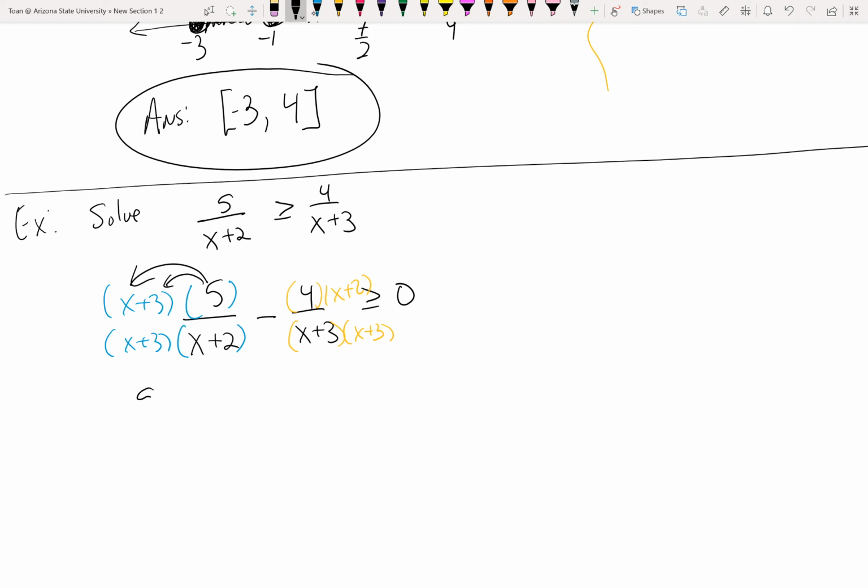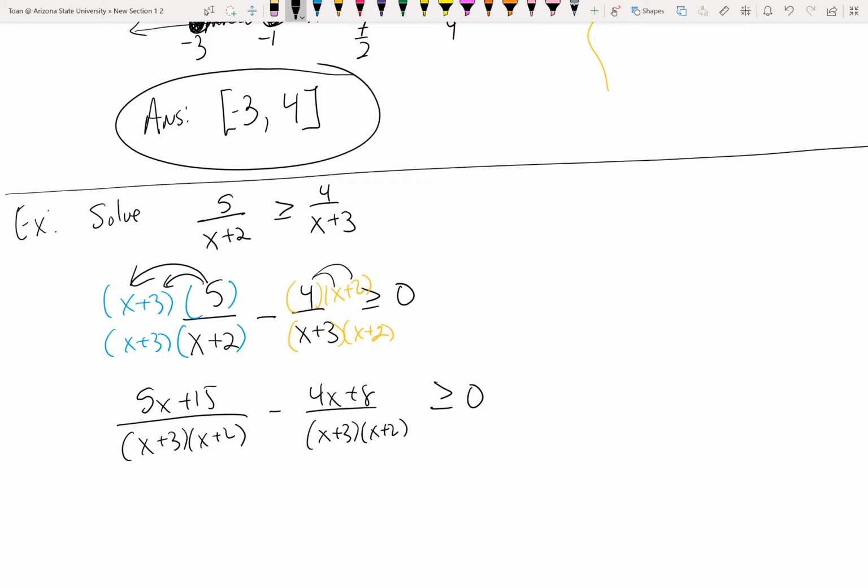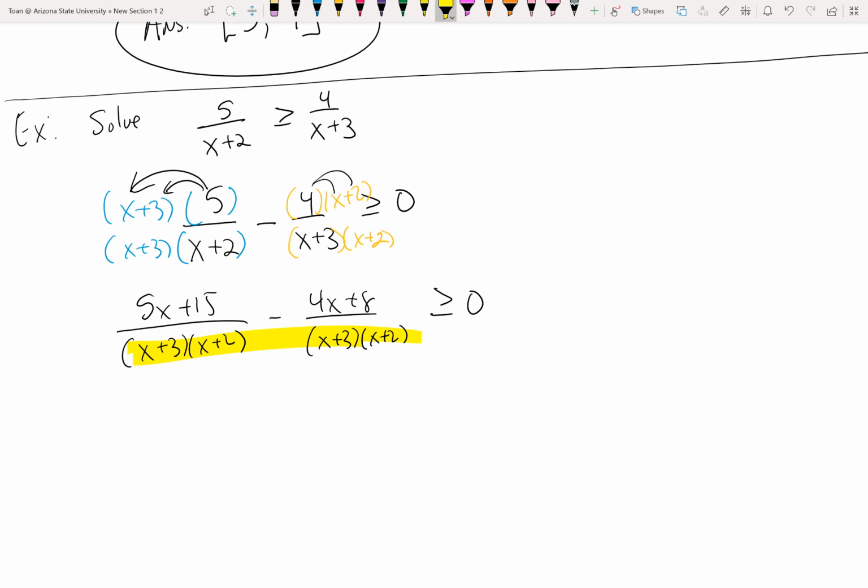That's going to give me (5x + 15) over (x + 3)(x + 2), minus distribute (4x + 8) over (x + 3)(x + 2), and then we have the inequality greater than or equal to 0. Notice how the denominators are the same now. Because the denominators are the same, I can go ahead and subtract these two fractions. Be careful when you're subtracting fractions. You need to distribute the negative to all of the terms here.